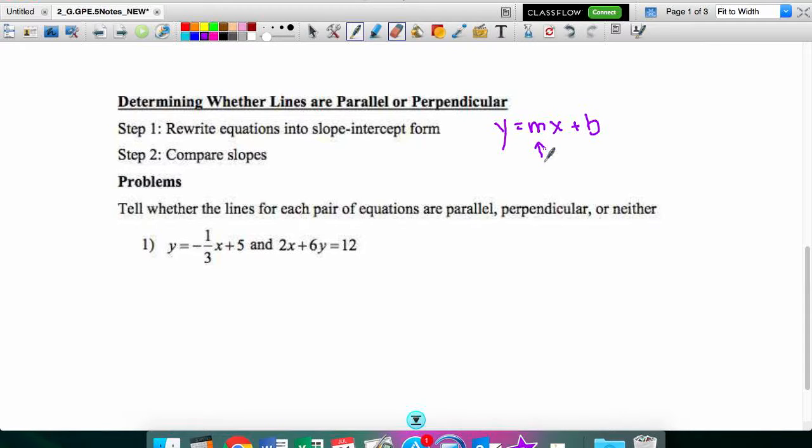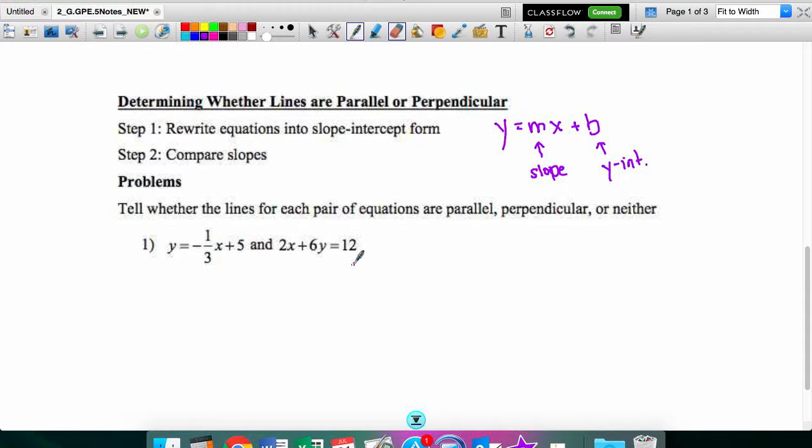The m indicates the slope, and the b is our y-intercept. For the purpose of these notes, we're mostly going to be focusing on the slope. And that's why we want to write it in slope-intercept form so that we can identify that slope. And step 2, we're going to compare the two slopes to determine if they're parallel, perpendicular, or neither. Okay, so let's dive into problem number 1.